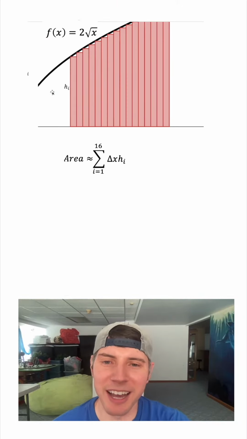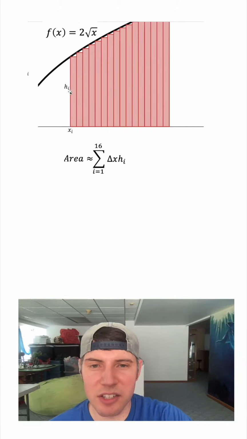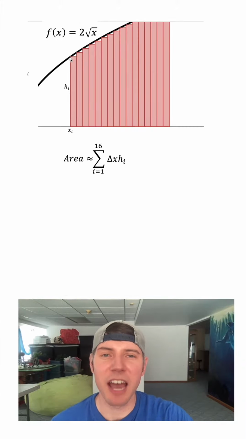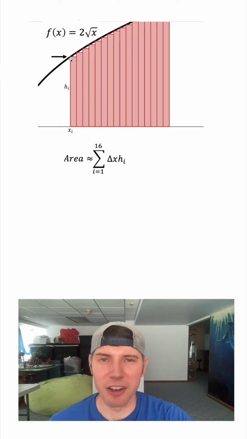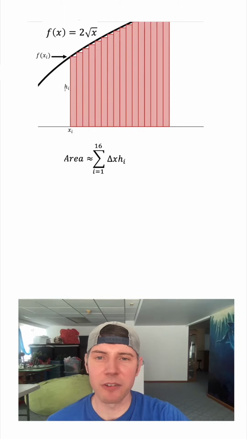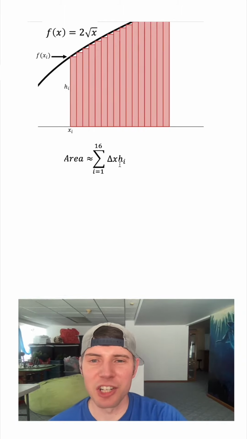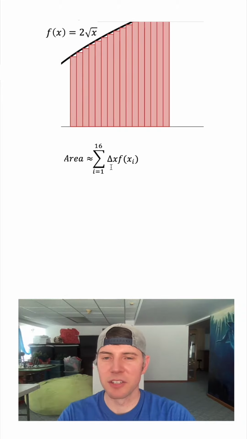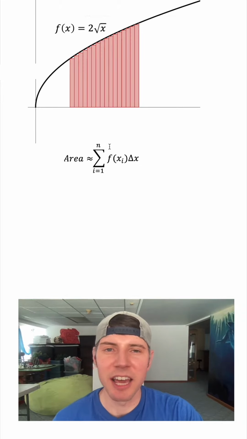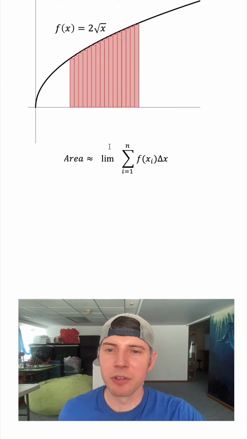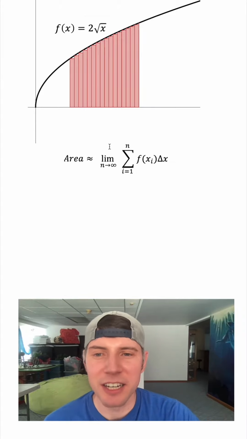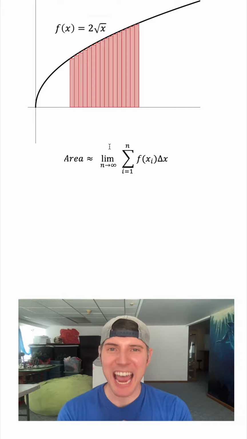So now let's talk about the height. This height hi, since this stops when it hits our function, the height is actually defined by the function value right there. So we would say f of x sub i. So we can change our hi into f of x sub i. Now let's move this delta x to the other side. Let's change this 16 to n so we can get any number of rectangles we want. And if we take the limit as n approaches infinity, we'll get closer and closer to the exact area under that curve.